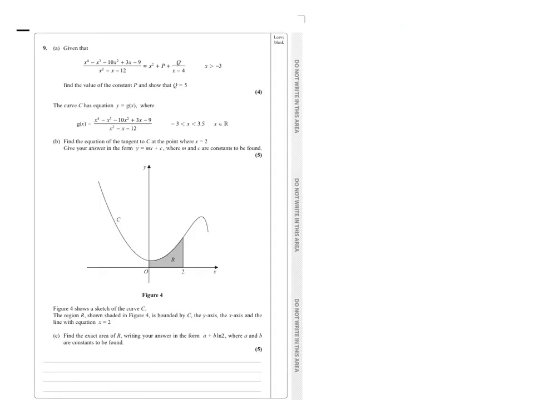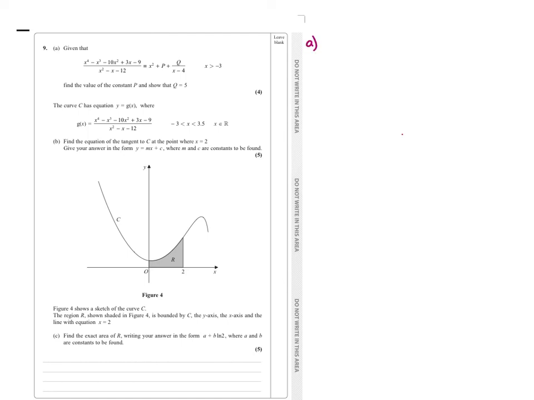Question 9, and this is the last question of the paper. 9a, given that x to the power of 4 minus x cubed minus 10x squared plus 3x minus 9, all over x squared minus x minus 12, is equivalent to, and then you can see here they've simplified it, and we do have a quotient. We've got to find the value of p and show that q equals 5. So straight away, long division.